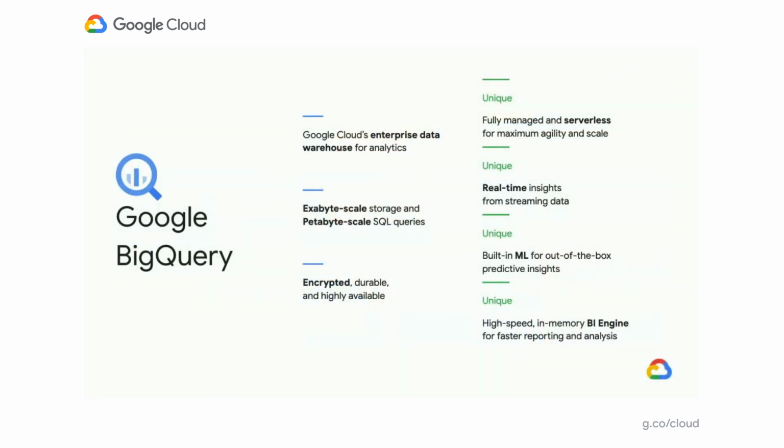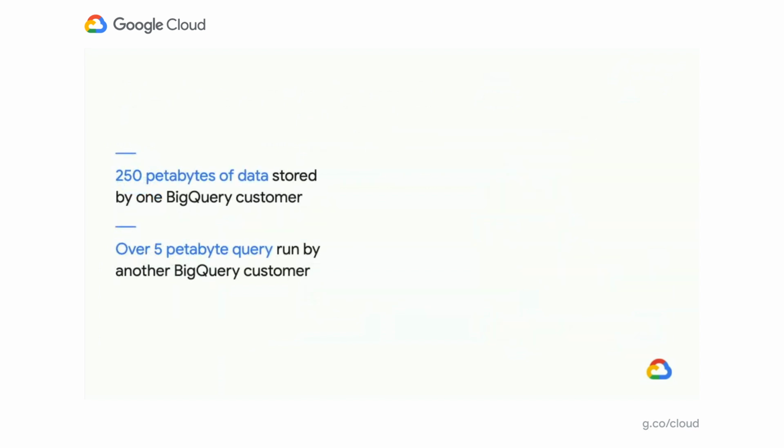To set the stage, I'll spend a minute talking about BigQuery. BigQuery is Google Cloud's enterprise data warehouse. We have exabytes of data stored in BigQuery, and customers are able to run SQL queries on petabytes of data. All this is enabled by the serverless architecture of BigQuery, and underlying that is the separation of storage and compute, which has allowed our largest customers to store more than 250 petabytes of data in BigQuery. And the largest queries being run are on 5 petabytes of data.